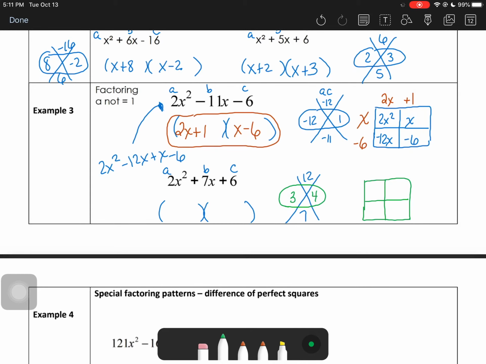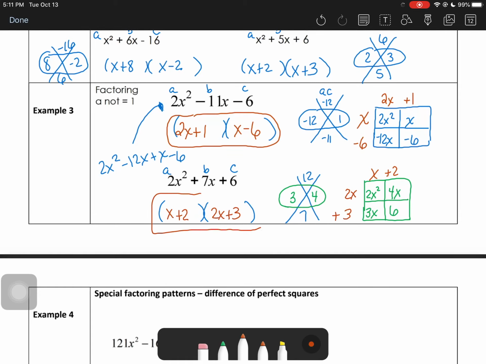We'll put the first term of 2x squared in the first box and our 6 in our last box. And then we'll use the circled terms to put our 3x and our 4x, and we find our greatest common factor. So in the first column we have an x, in the second column we have a 2. Going across we have a 2x, and going across the bottom we have a 3. So those are our two factors, x plus 2 and 2x plus 3.